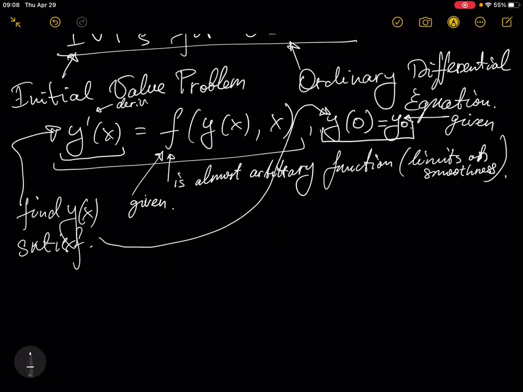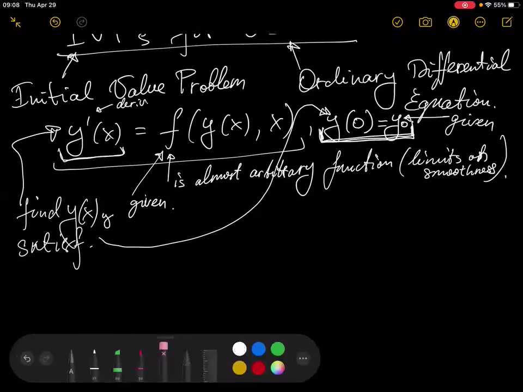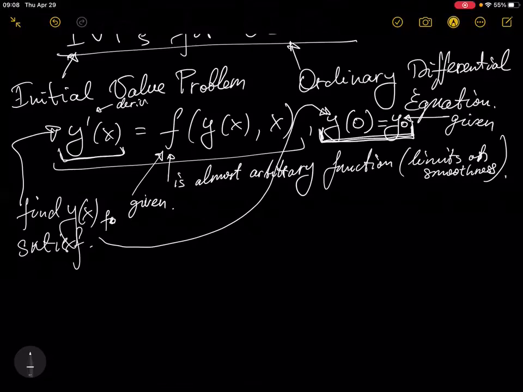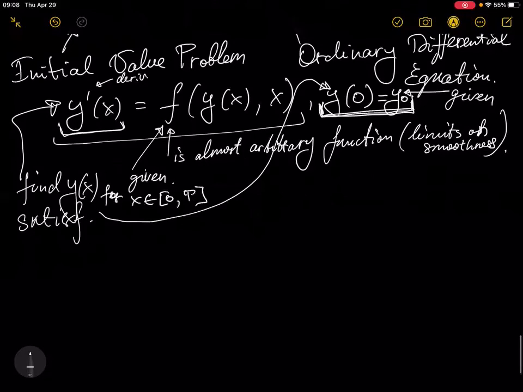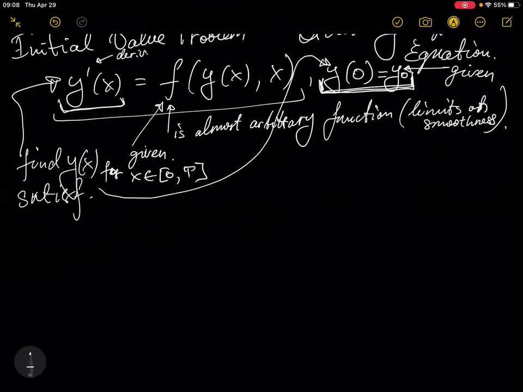Why initial value? Because the value of your function is specified at the initial moment of time or at the initial point on x. And you need to find it, usually, for x belonging to the interval from 0 to some value T, capital. So essentially, you are trying to solve this equation. Problems of this type appear in mechanics. I believe that you already encountered ODEs. They are even covered a little bit in the calculus classes.